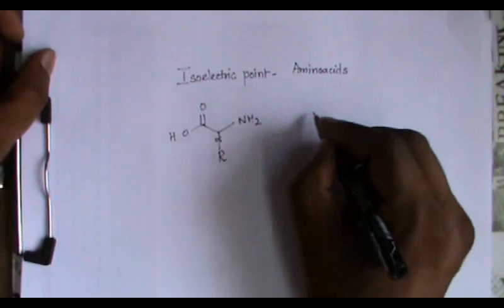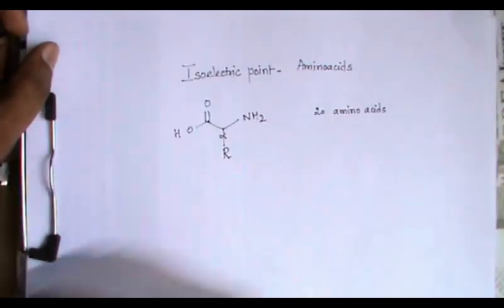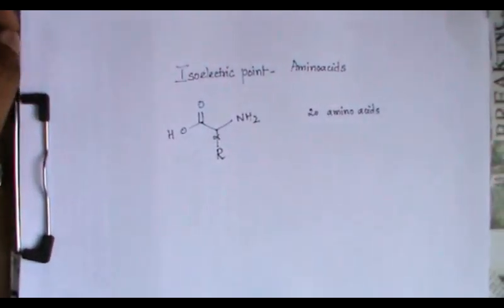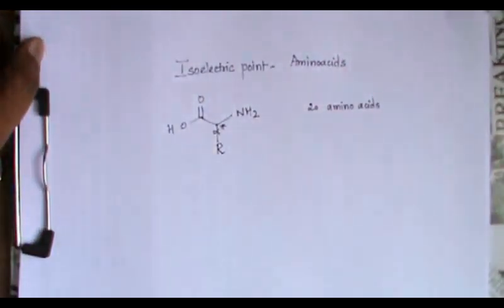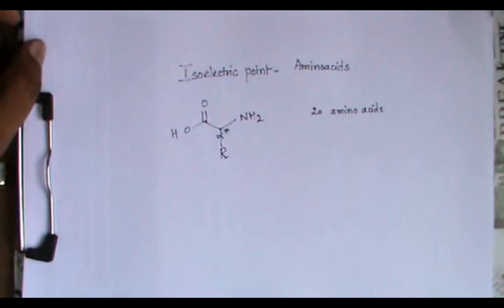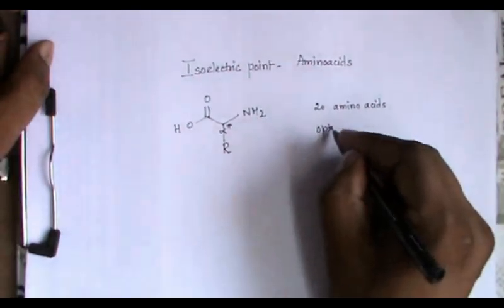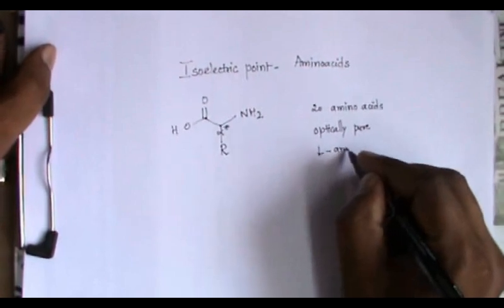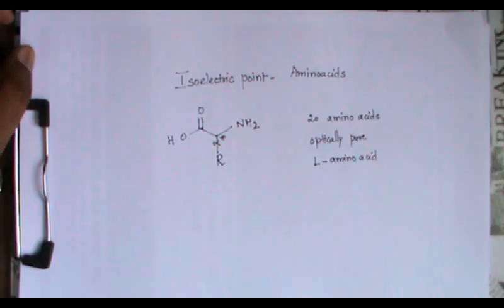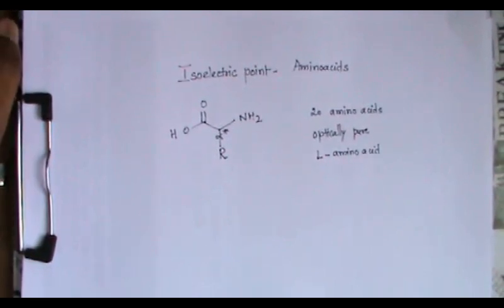Based on that, we get 20 amino acids. In our body, we have 20 natural amino acids. When we introduce some group here, we get a chiral center. The amino acids available in nature are optically pure. Only L amino acid is synthesized by nature. D amino acid is not synthesized. So all the amino acids available in our body are optically pure.